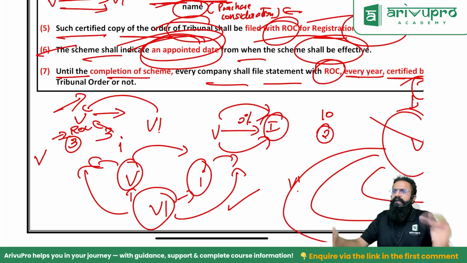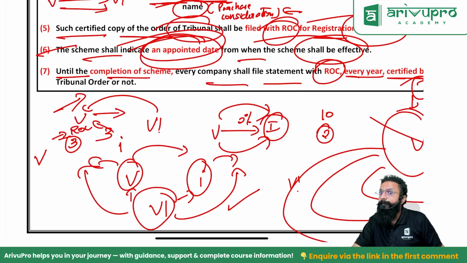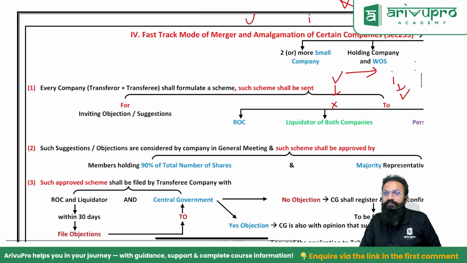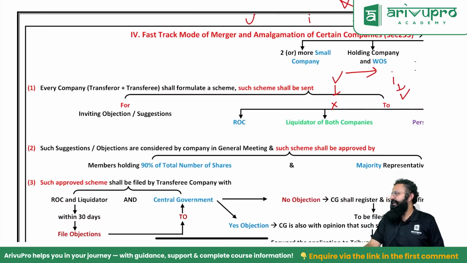232, any doubt? Hello. 232, any doubt? Okay. 232, what is 232? Summary items.